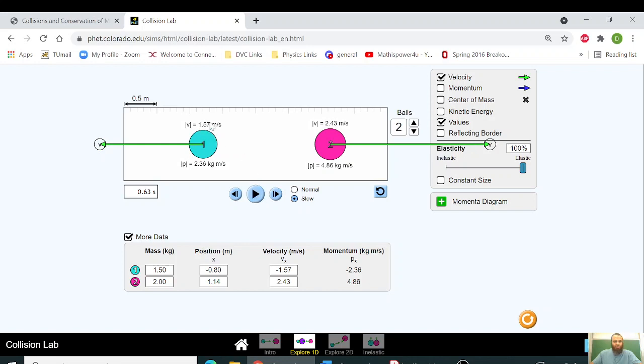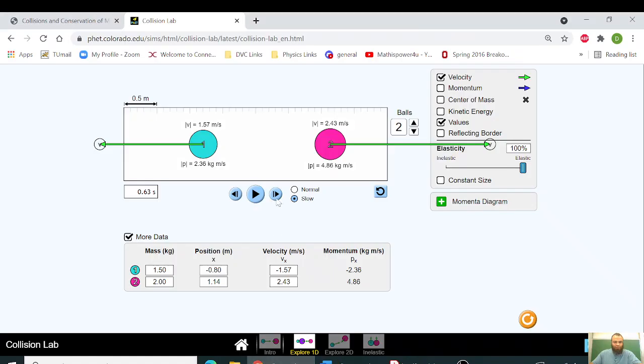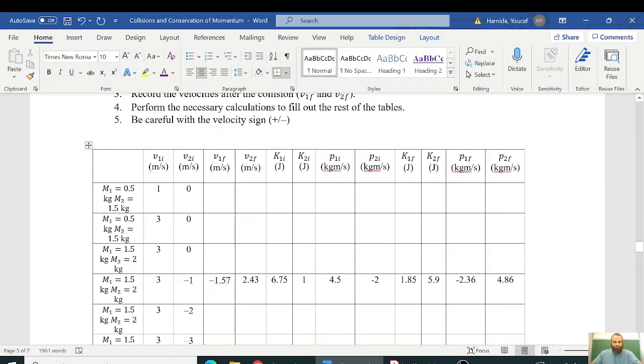So V1 is 1.57, but it's moving to the left. So that's negative 1.57. V2 is 2.53, and it's positive because it's moving to the right. Notice the arrow is to the right, and it's 2.43. The momentum, when you calculate it, you should get 2.36 for this one and 4.86 for this one. This one would be negative 2.36. You can calculate it yourself.